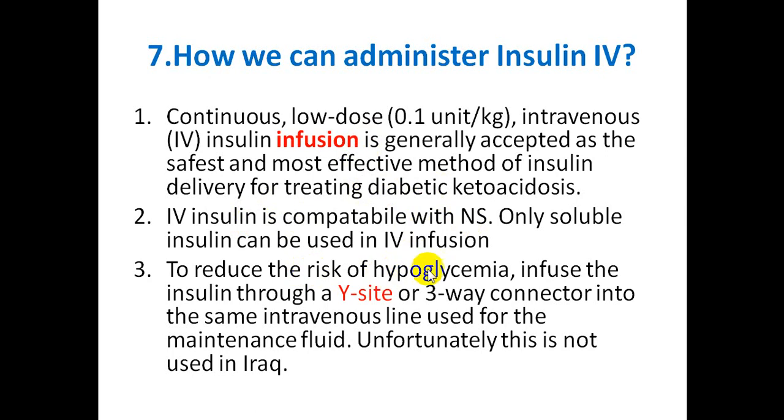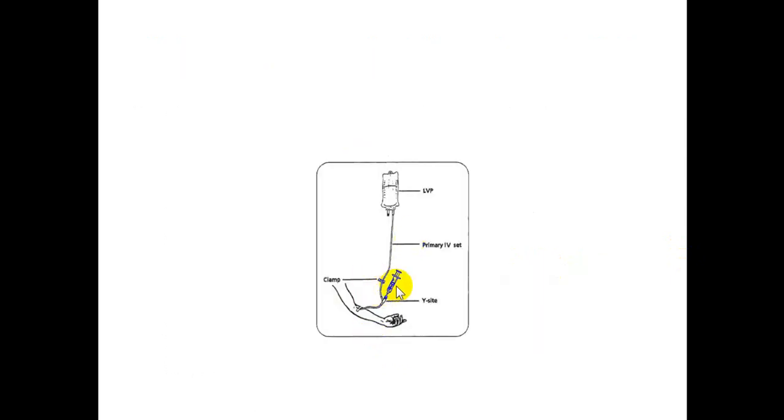To reduce the risk of hypoglycemia, because if we add insulin to the IV fluid, we cannot stop the infusion, since we want to continue the infusion of water to correct the deficit. We need to infuse the insulin through a Y-site or three-way connector into the same intravenous line. Unfortunately, the Y-site connector is not widely used and not highly available in Iraqi pediatric hospitals.